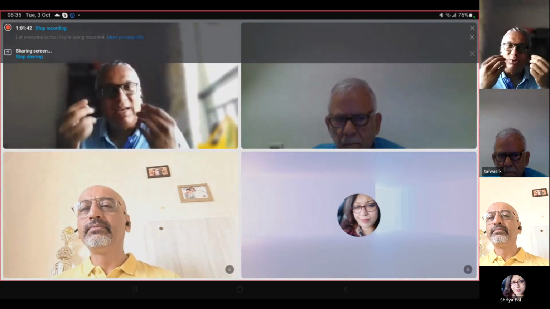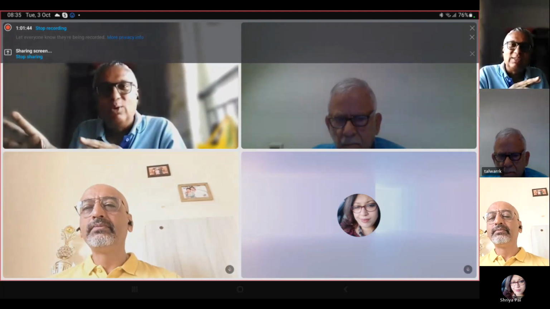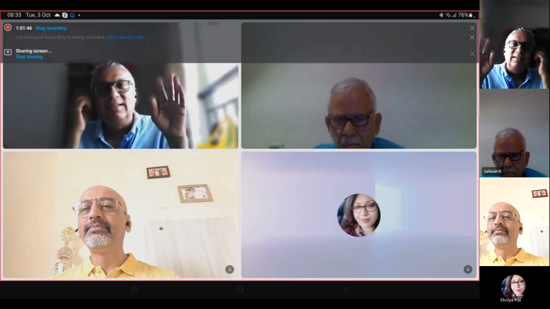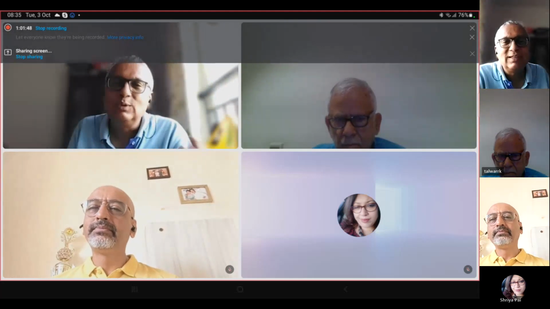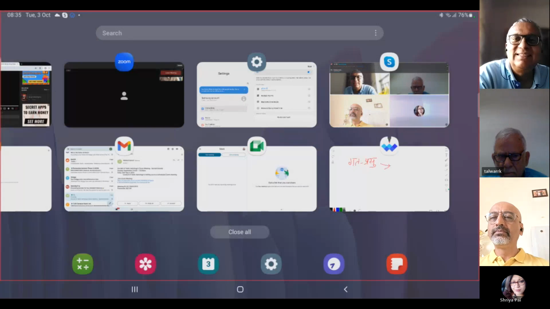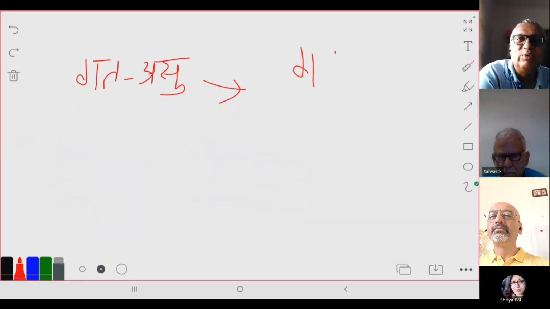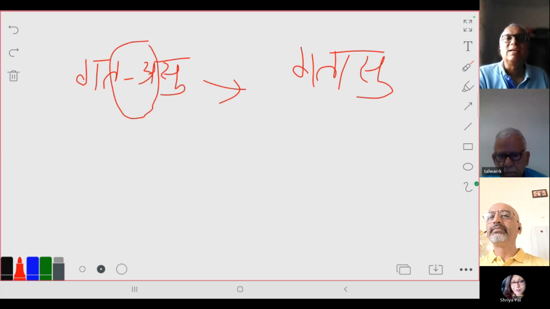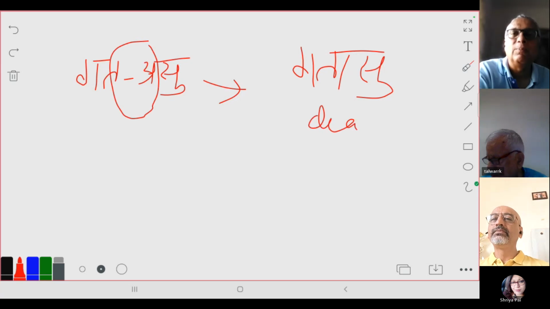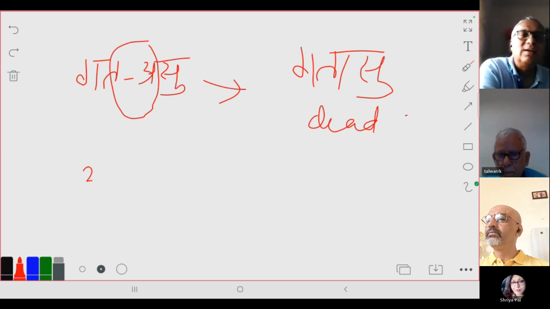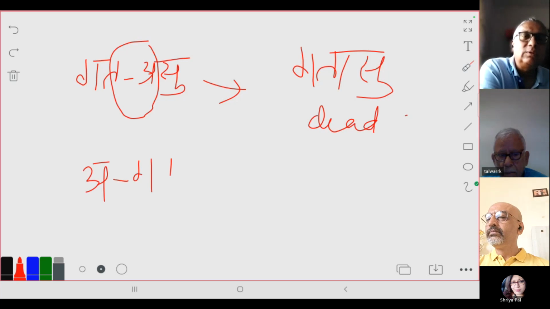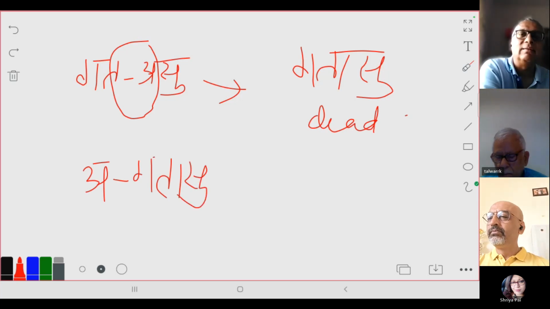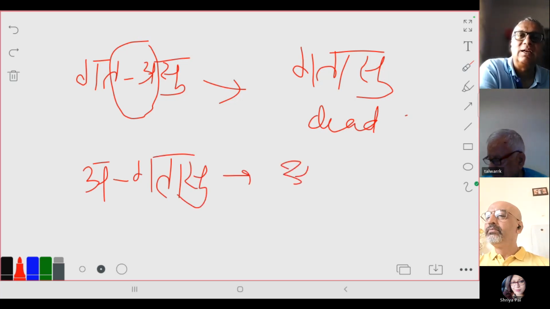See, all living people have asu, right? When this asu goes, he becomes gata asu. So he says gata asu. We know how this becomes gata asu with savarna dirgha sandhi. Correct, no? So who is gata asu? The dead people, right? And who is agata asu? One whose breath has not yet gone. The agata asu, living.